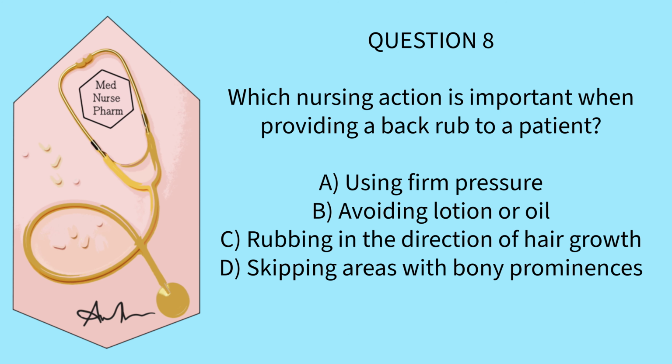Question 8. Which nursing action is important when providing a back rub to a patient? Using firm pressure, avoiding lotion or oil, rubbing in the direction of hair growth, skipping areas with bony prominences. Pause the video and select your answer.